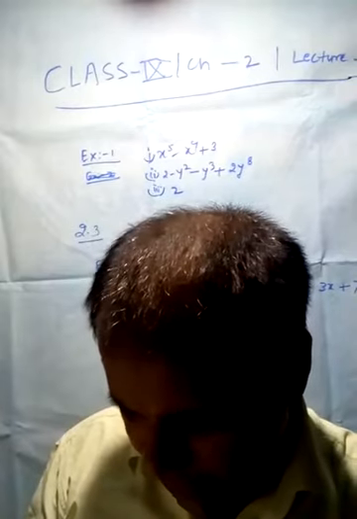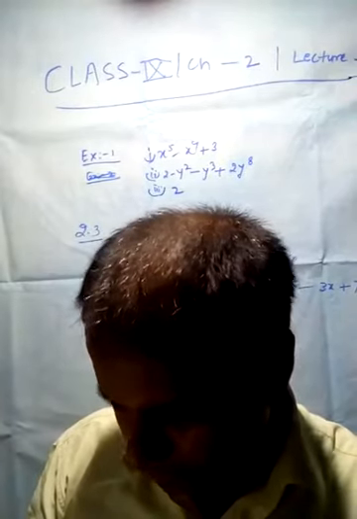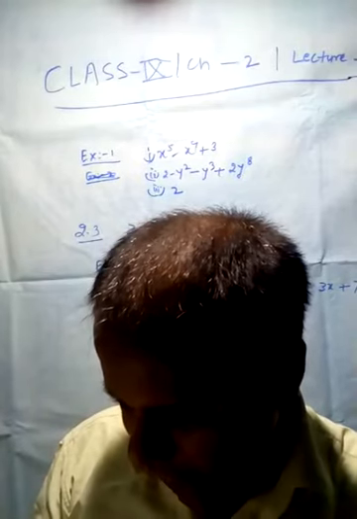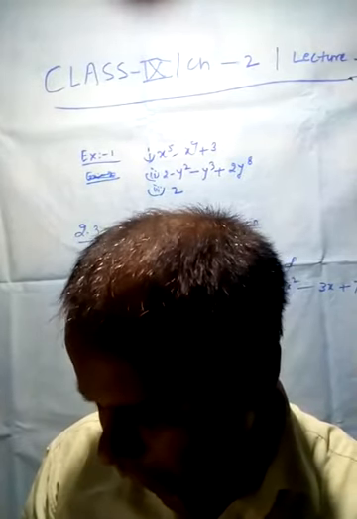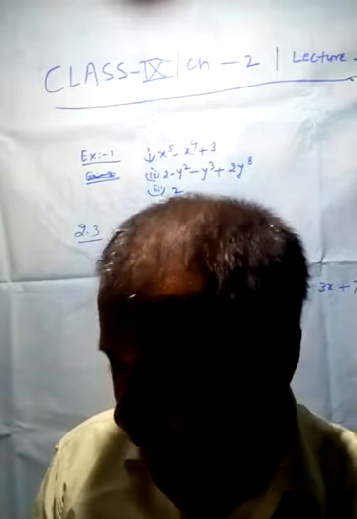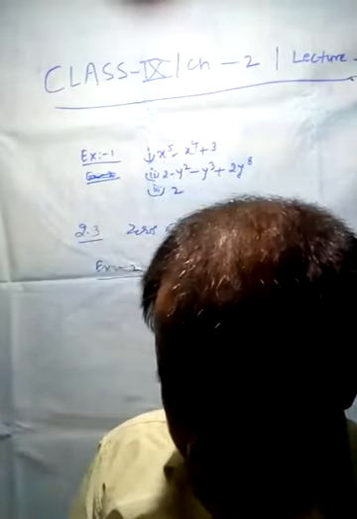Second, the highest power of the variable is 8, so the degree of the polynomial is 8. Third, the only term here is 2, which can be written as 2 into x to the power 0, so the exponent of x is 0, and therefore the degree of the polynomial is 0.